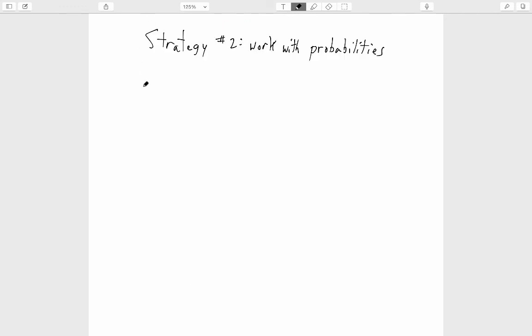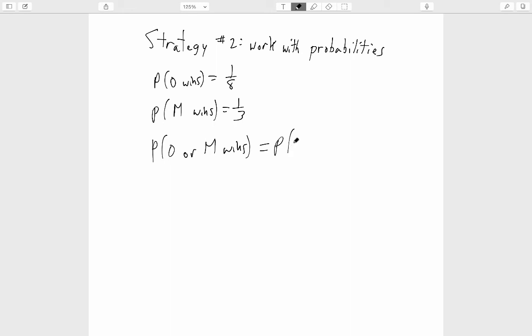So we can call this strategy number 2, to work with probabilities as much as possible. We are given that the probability that Ohio State wins equals 1/8. We are given that the probability that Michigan State wins equals 1/3. Therefore, the probability that Ohio State or Michigan State wins, which is the same thing as the probability that Nebraska loses, these are equivalent. Someone other than Nebraska winning is equivalent to Nebraska losing. And we're assuming here that these are the only 3 teams that could possibly win.